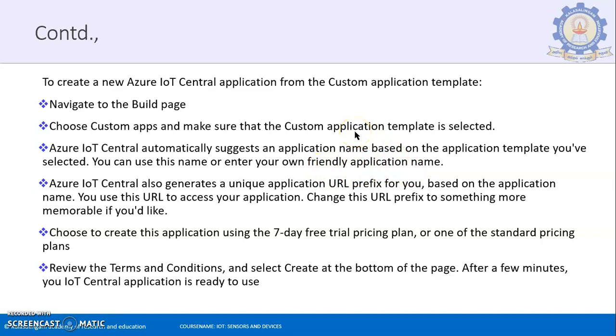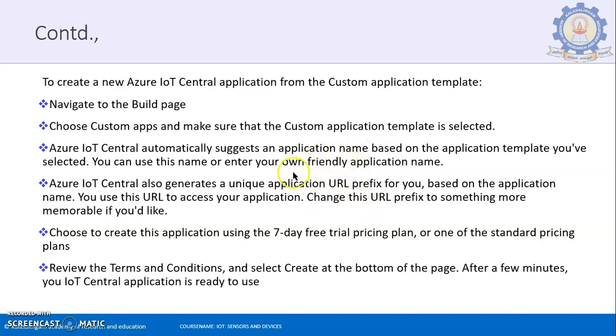You can use this name or enter your own friendly application name. So either you can edit it because it is just a template. You can use the same template name with minor editing, or you can change it to your friendly name that you expect. Okay. So Azure IoT Central also generates a unique application URL prefix for you. Okay, so it will generate a particular unique URL for your application.